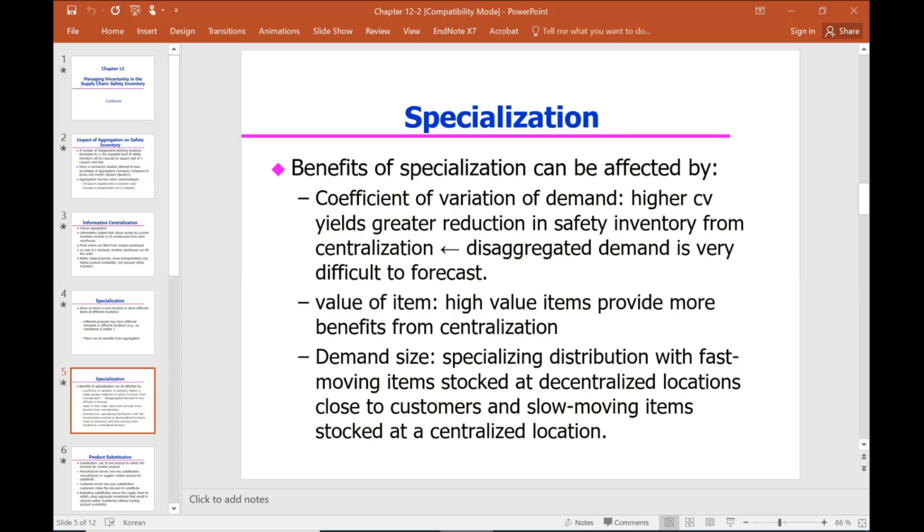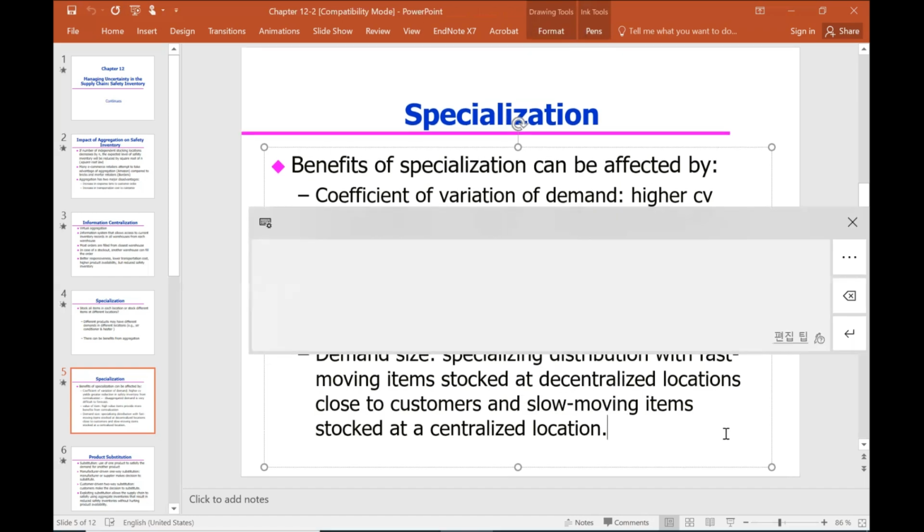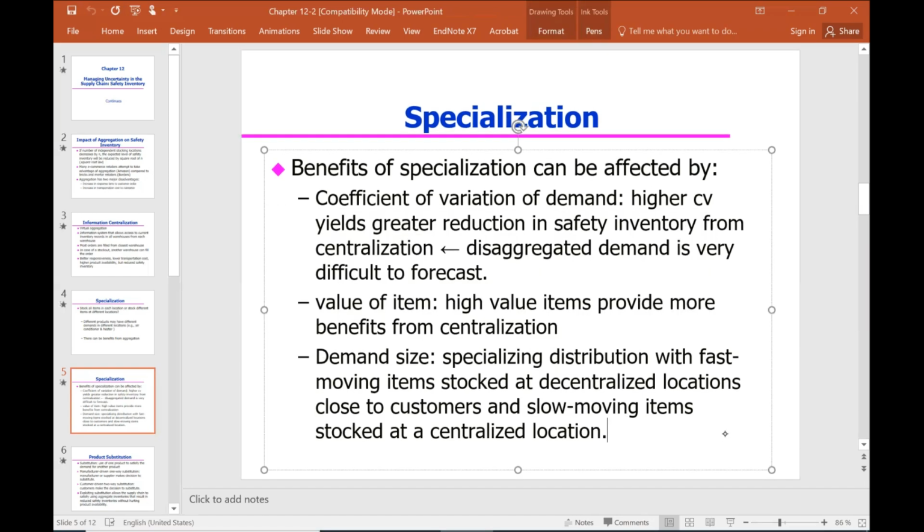Also, demand size matters. Here we are talking about the fast moving item and also the slow moving item. What is the difference between fast moving and slow moving? Fast moving normally means the demand size is huge. That is the so-called fast moving item. On the other hand, a slow moving item means the size of demand is relatively small.